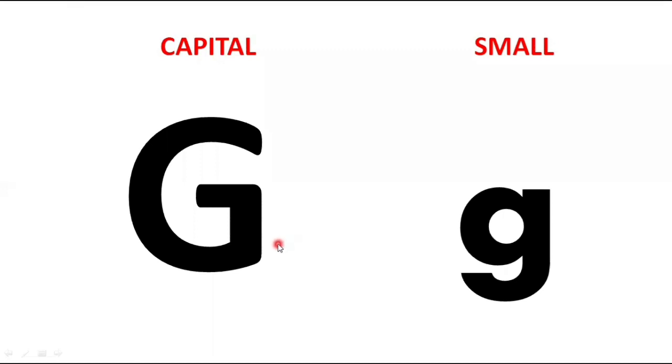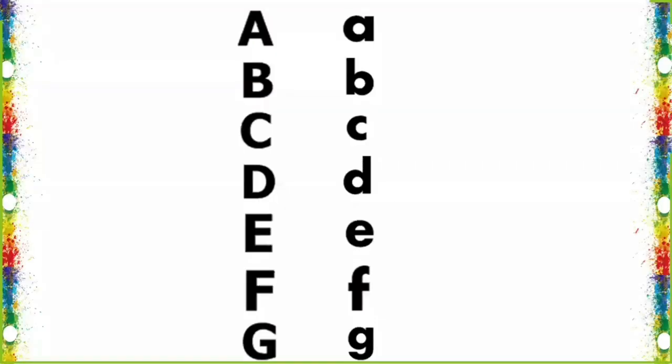This is capital G. This is small g. This letter is capital G. This letter is small g. Capital G, small g. Now let us repeat capital and small letters from A to G.